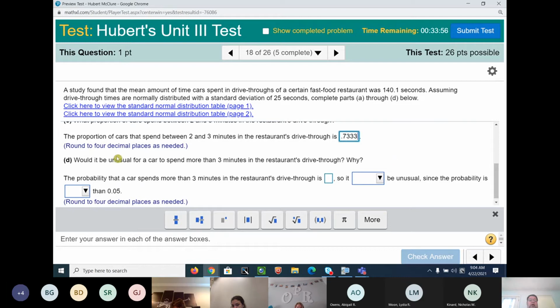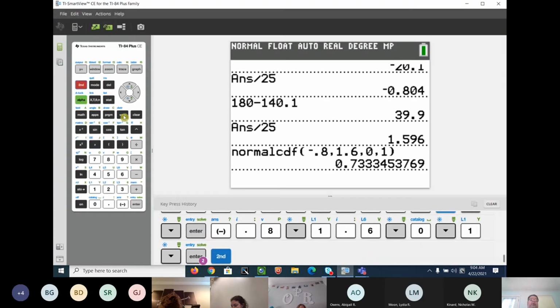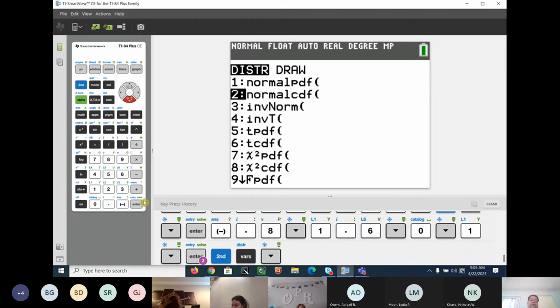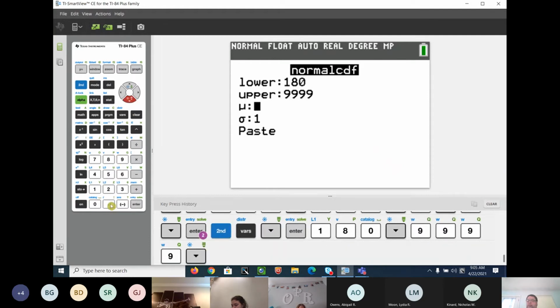All right, now, would it be unusual for a car to spend more than 3 minutes? Somebody tell me what 3 minutes is. 3 minutes is 100 and what? 80 seconds. So I need to do the area between 180 and 9999. So I'm going to do that with the new calculator. Second VARS, normal CDF, 180 and 9999 with a mean of 140.1 and a standard deviation of 25.